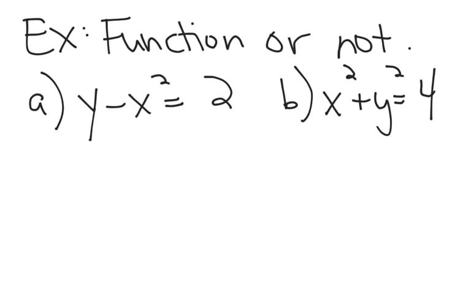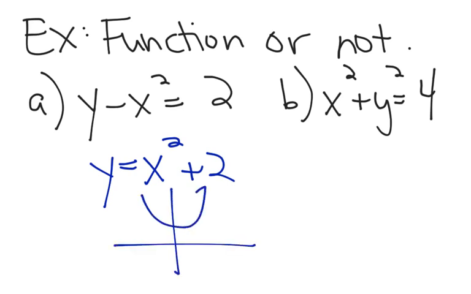How about if you're not given a graph and you're given an equation instead? How can you tell if that's going to be a function or not? Well, it usually happens that if you're given an equation where y, or the dependent variable, the range value, has an exponent of 1, it's usually going to be a function. So, for example, y minus x squared equals 2 is the same as y equals x squared plus 2, which is basically this graph. It's a parabola that's been shifted up 2 units.